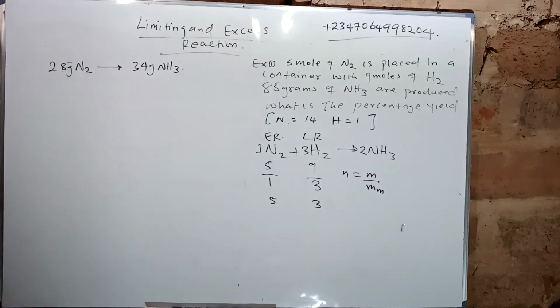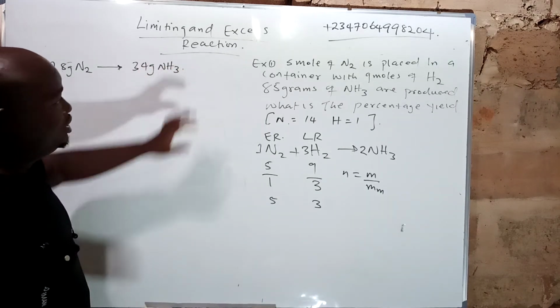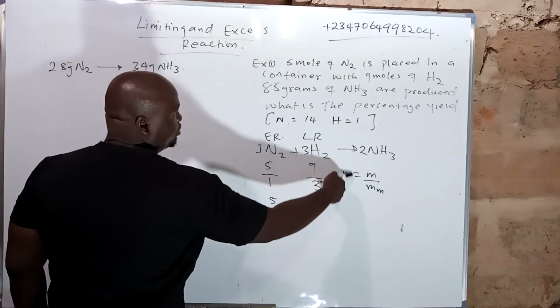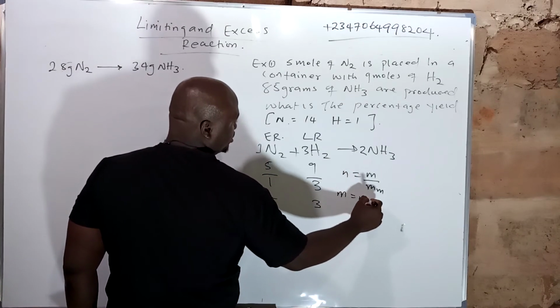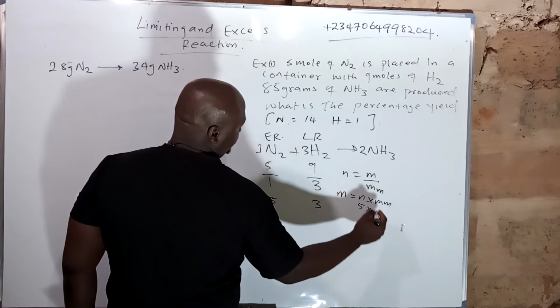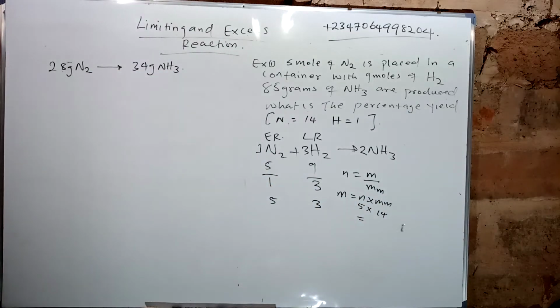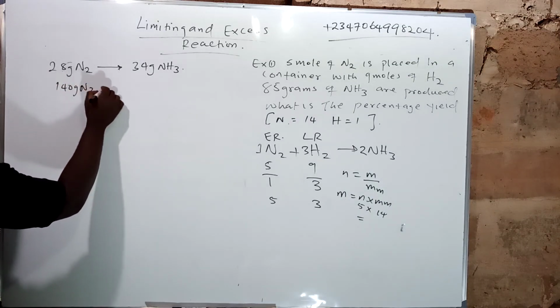Now remember, from here I want to use the mass of this to get the mass of the product. But I was given moles, right? So remember I said moles is mass over molar mass. So if I want to calculate my mass, it is moles times molar mass. So you have 5 times your molar mass, which is 14. So 5 times 14 should give you 140 grams of N2.